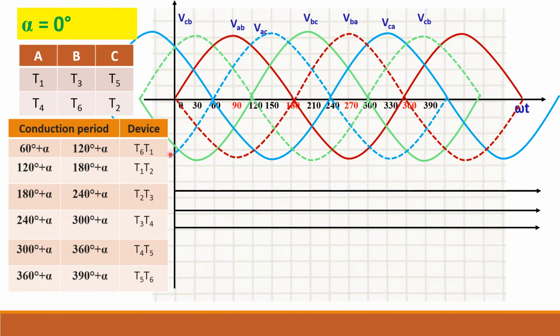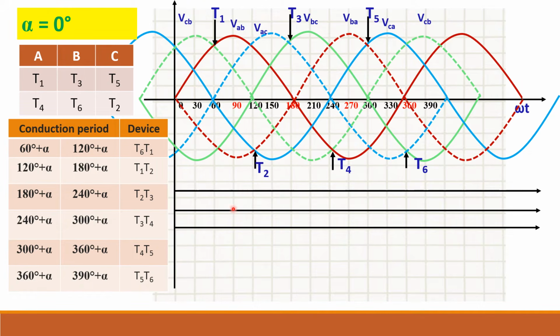Now we can find that T1 starts conduction at 60 degrees. So you mark T1 here. This represents the starting point or firing pulse for T1, and T2 is triggered at 120 degrees. So T2 is triggered at 120, T3 at 180 you can see here, T4 at 240, T5 here, T6 here. You can see that all the upper devices are marked here, lower devices are marked here.